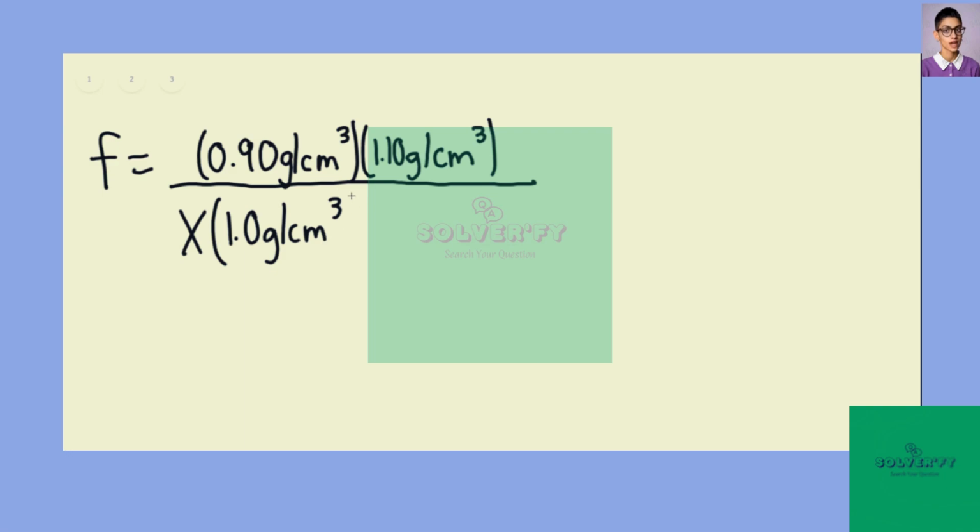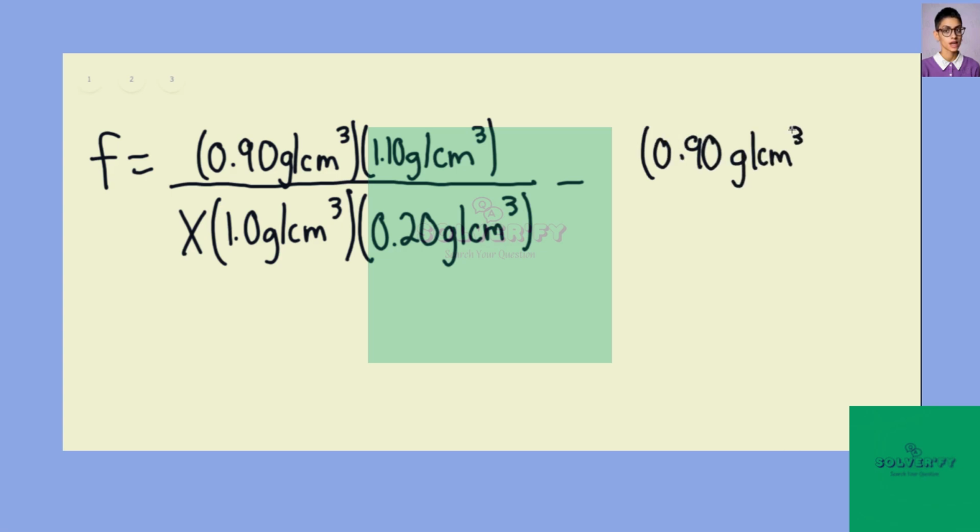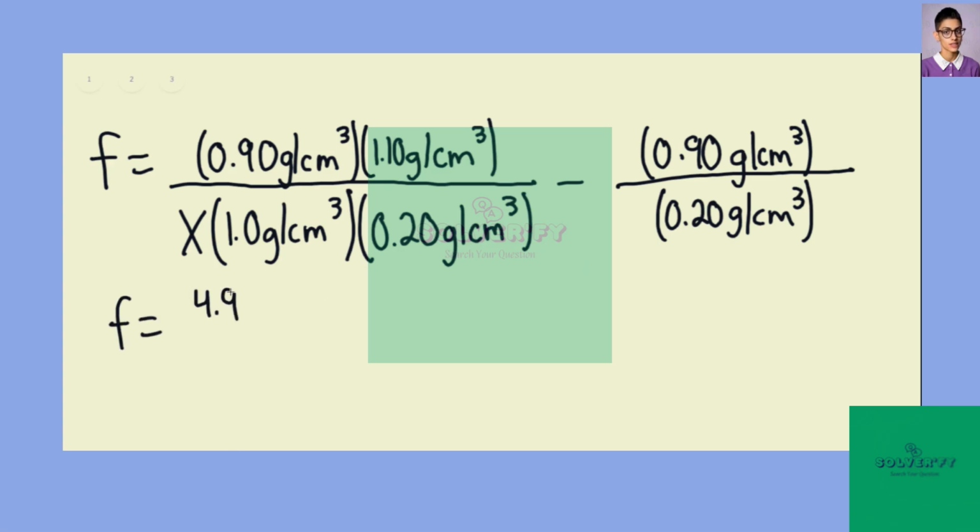1.0 grams per cubic centimeter would be the density of water, multiplied by 0.20 grams per cubic centimeter, the difference between the density of fat and fat-free, and then minus 0.90 grams per cubic centimeter divided by 0.20 grams per cubic centimeter. And so we have that f is equaling 4.95 over x minus 4.5.